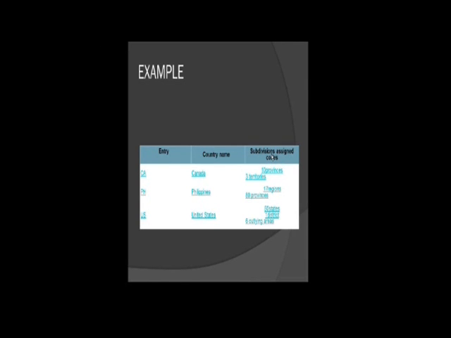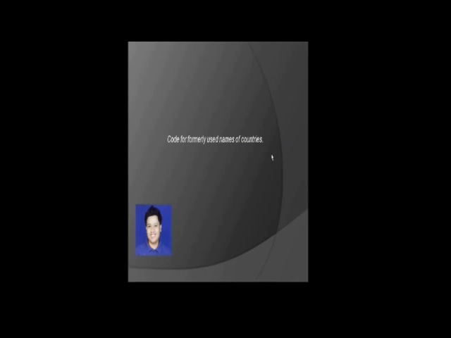ISO 3166-2 defines codes for identifying the principal subdivisions, provinces, or states of all countries. And here are the examples. CA stands for Canada, and it has 10 provinces and 3 territories. The Philippines has 17 regions and 80 provinces. The ISO 3166-3 is the code for formerly used names of countries, and here are the examples.